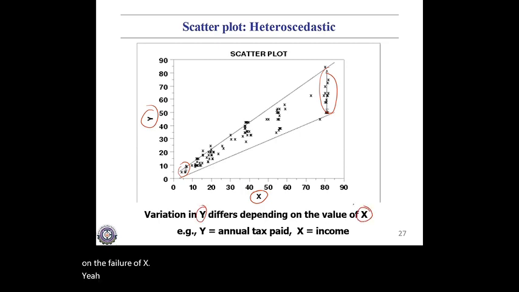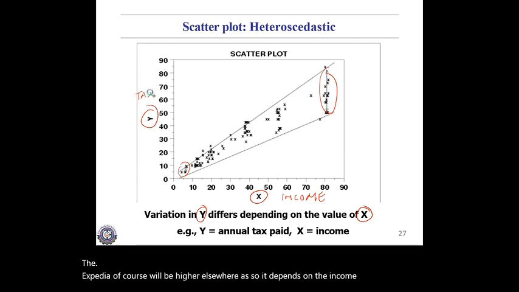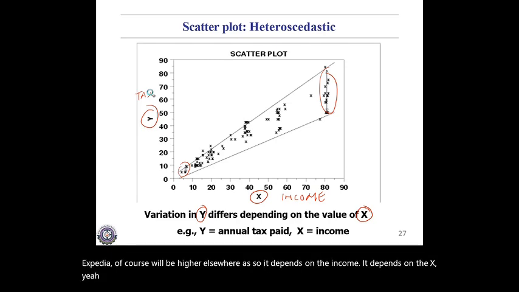For example, Y is the annual tax paid and X is income. The annual tax paid depends on income. If the income is higher, then the tax paid, of course, will be higher as well. So it depends on the income. It depends on X. Y depends on X.